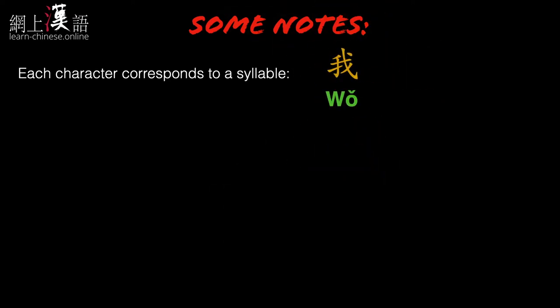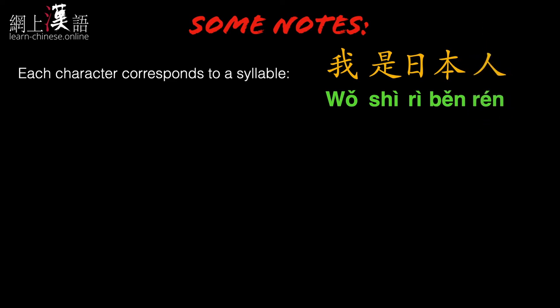Some information to keep in mind. Each Chinese character corresponds to a syllable. Take a look at the last sentence. 我, 是, 日, 本, 人. Chinese is a syllabic language. This is easy. One character, one syllable. There is just one exception, and we will see it in lesson 4.